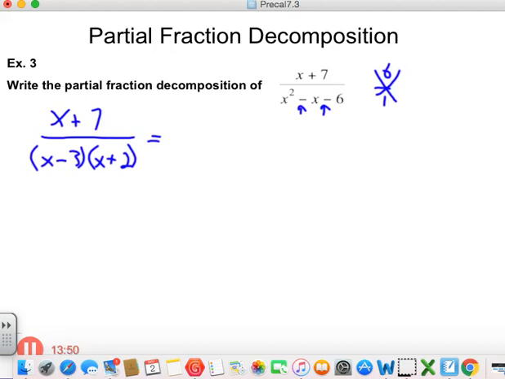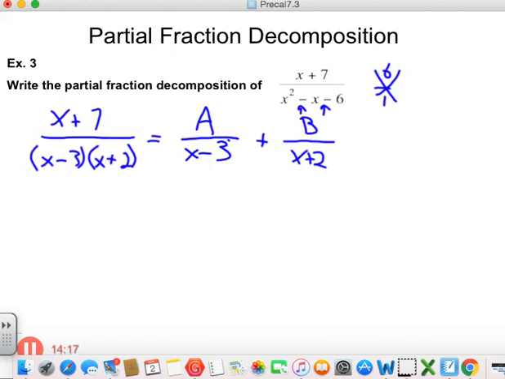So I'm going to split this up, and I'm going to have x minus 3 in one denominator, and I'm going to have another fraction, and I'm going to have x plus 2 in that denominator. And you don't need the parentheses, so you can erase those. All right, so we've got those, and we're going to put a capital A and a capital B up here. And now that's what our goal is. Our goal is to figure out what is A and what is B.